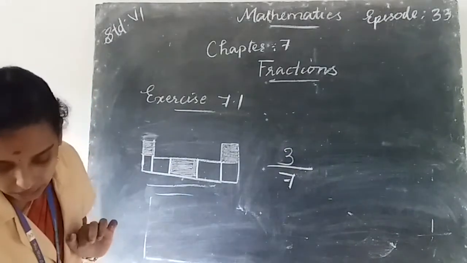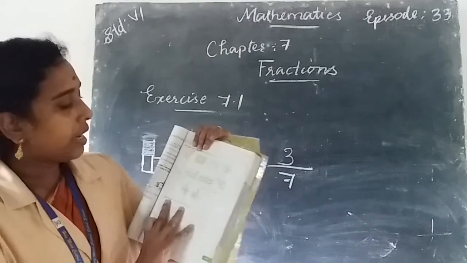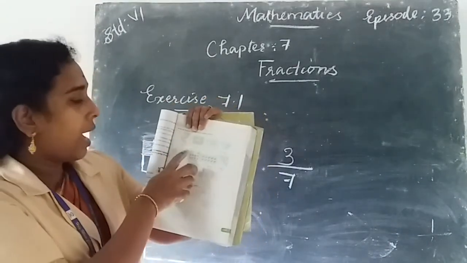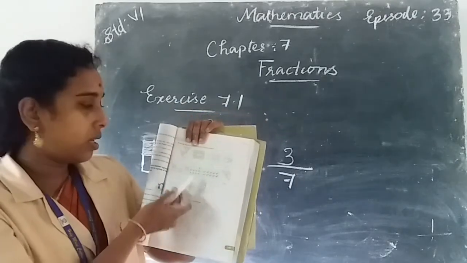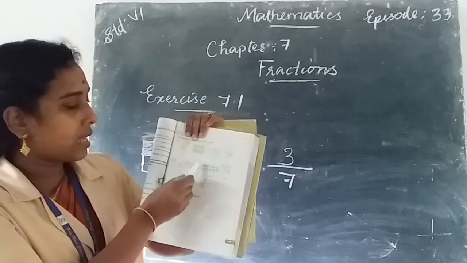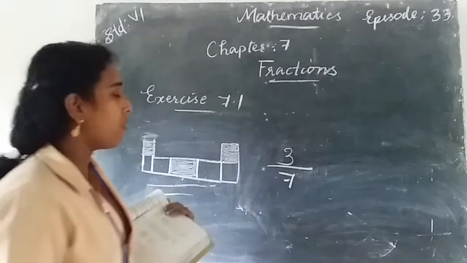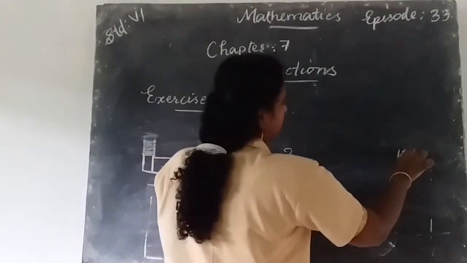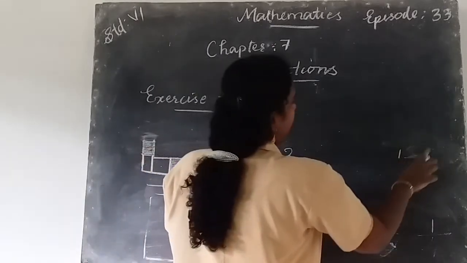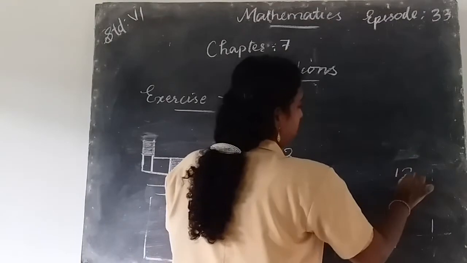Okay. Then next one is in your textbook. Here in the box, some flowers are given, and how many flowers are here? 1, 2, 3, 4, 5, 6, 7, 8, 9, 10, 11, 12. Total 12 flowers are given here. So the whole is equally divided into 12 equal parts. So write the number of equal parts of the whole as the denominator.